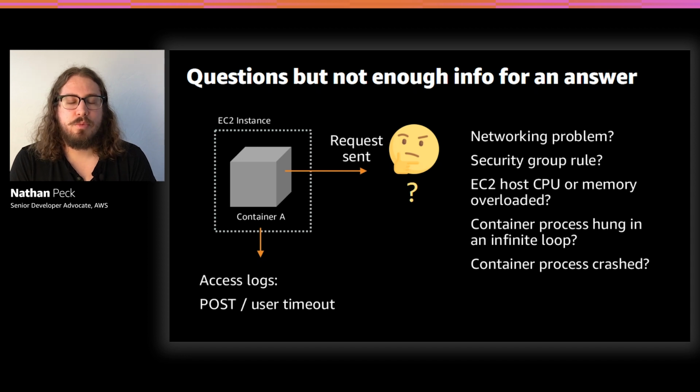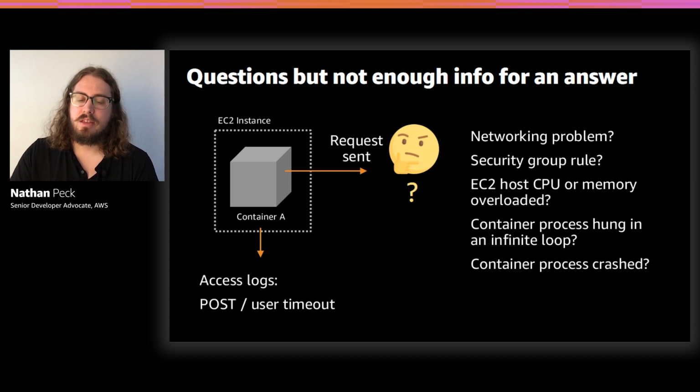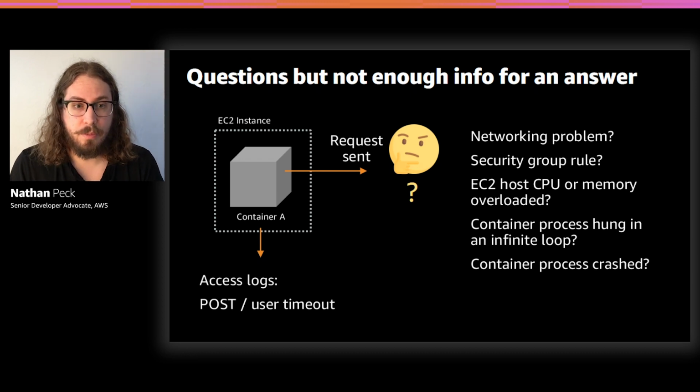So the problem is we don't have observability. We don't know what happened here. We don't know where the request got dropped or why it wasn't answered. So this gets into AWS App Mesh and how it can help you with observability.